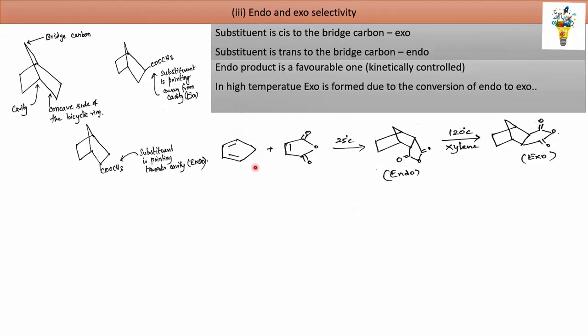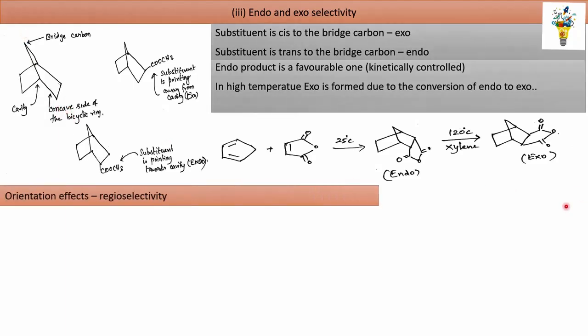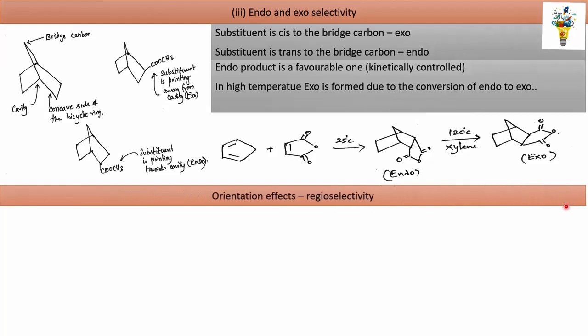So regarding this one, the substituents are always on the endo side. So you have to remember. So what is endo? It is the bridge carbon, and the substituents are in the trans position. Okay. Now orientation effects, that is regioselectivity.